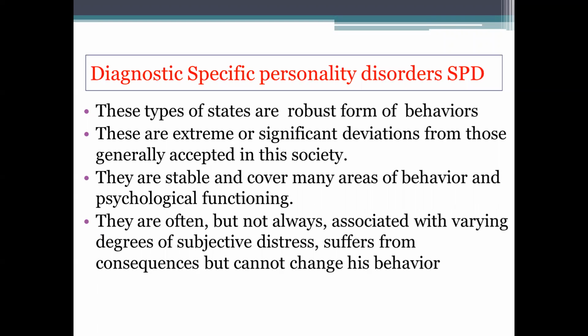Now, talking about the first topic in this chapter, diagnostics of specific personality disorders. These types of states are robust forms of behavior. They are usually extreme or significant deviations from those generally accepted in this society. For example, in your country, you have your cultural traditions of behavior. In our country, other cultural traditions. Maybe in your country, you have many laws, and in some regions you don't take alcohol. In our country, there is a law where an adult can take alcohol, maybe at a meeting and so on.